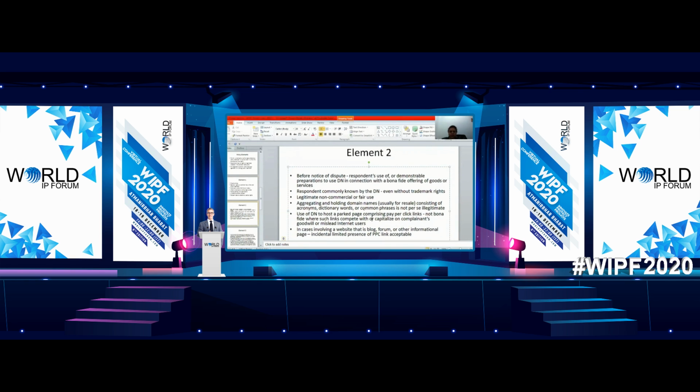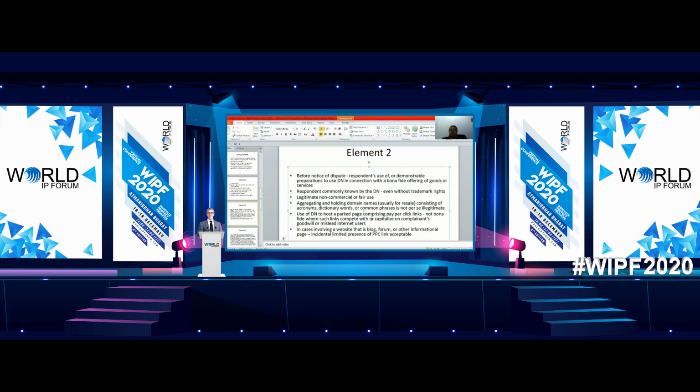To move on to the second element, this basically talks about the respondent not having any rights or legitimate interests in the disputed domain name. Now, there is no hard and fast rule as to what is a right or legitimate interest. There are some illustrations that have been provided, but it's not an exhaustive list. What are the ways in which a respondent could show that he actually has a legitimate right or interest in that particular domain name which he has registered? Before getting a notice of the complaint that has been filed or the dispute between the parties, the respondent has used the domain name.